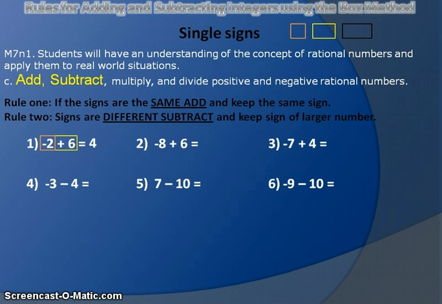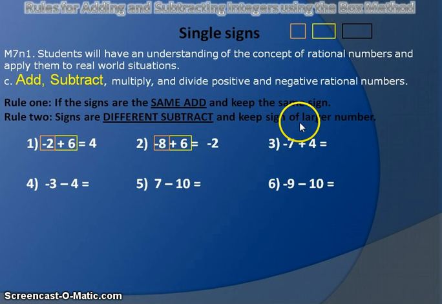As we go through number 2, we have -8 plus 6. One box around -8, and our +6 now becomes +6. Again, our signs are different, so we look at rule 2, different, subtract. Well, 8 minus 6 is 2. And then we keep the sign of the larger number, which is 8 and is negative. So our answer ends up being -2.